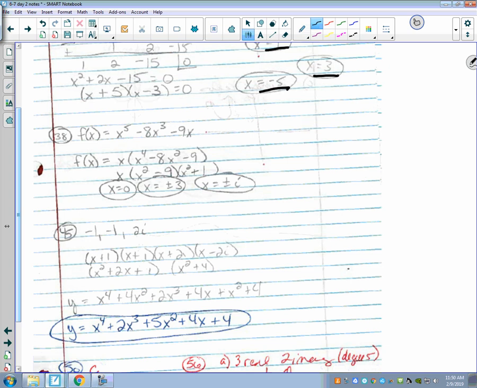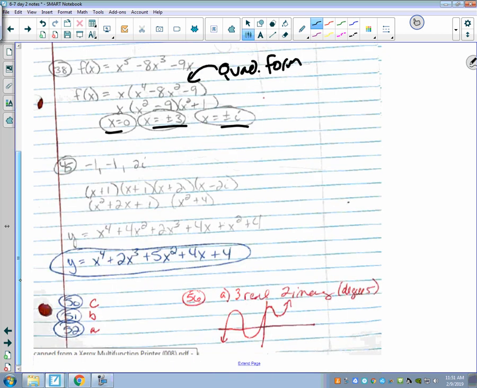38, you could start by just guessing and checking numbers, but again, we want to look at the factoring if we can. Notice there's a GCF in all of these. The first thing I did is I took out an x, and then I'm left with x to the 4th minus 8x squared minus 9. That is quadratic form, so you could do the quadratic formula. I factor here again, and I got 0, plus or minus 3, and plus or minus i.